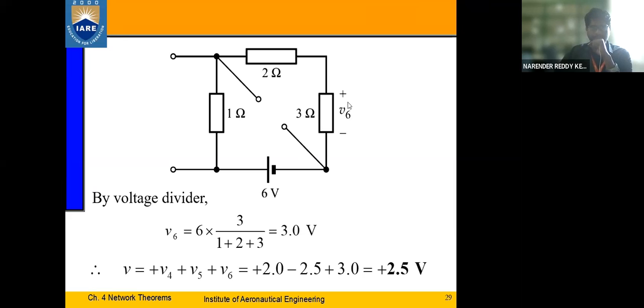So what is the equation we can apply for the voltage division rule? The total voltage multiplied with the resistance divided by the total resistance, isn't it? We wish to find the voltage drop across the 3 ohm resistor, so we multiply the total voltage, 6 volts, with the 3 ohm resistor divided by the total resistance of the circuit. What is the total resistance? 1 plus 2 plus 3, right? So the voltage we get is 3 volts, right? And based on the superposition theorem, what's the principle?